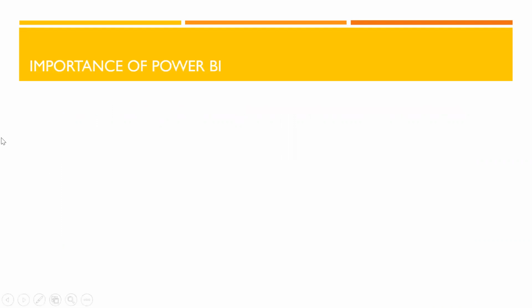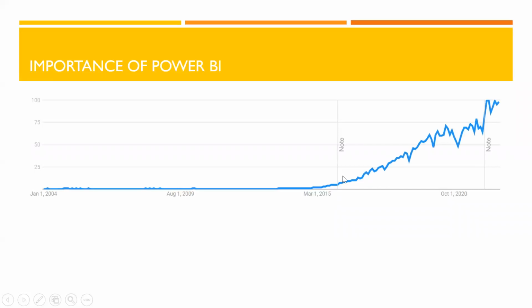Okay. So moving on to the importance of Power BI. See, this is the Google trend map. You can see over here, from time to time, Google search regarding Power BI is increasing. Sometimes there is a fall, but although it is increasing gradually, right? Okay. So that is one thing regarding the Power BI.